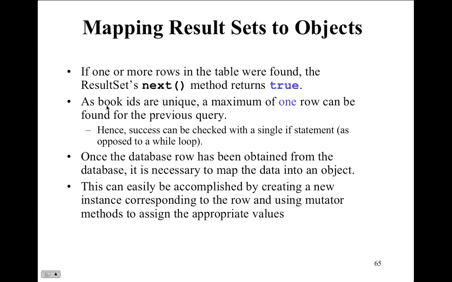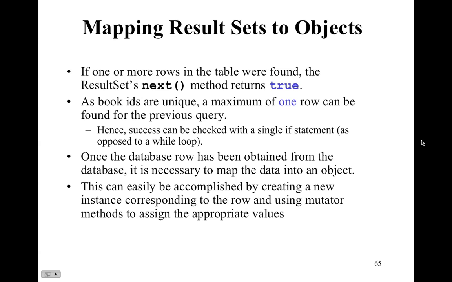As the book IDs are unique, a maximum of one row can be found from the previous query, hence the check with a single if statement as opposed to a while loop. So it's going to be checked with a single statement.